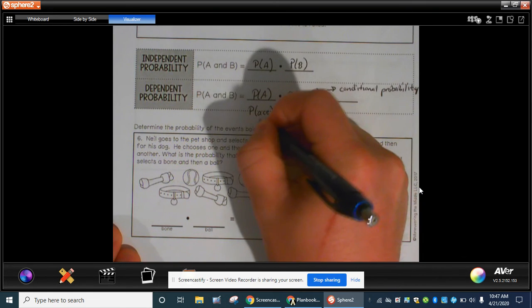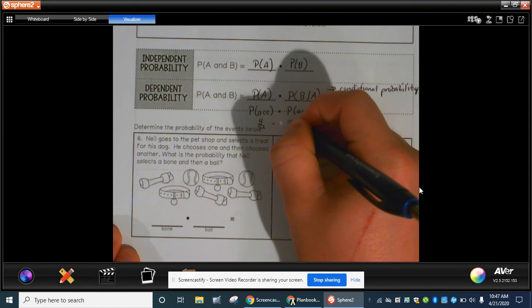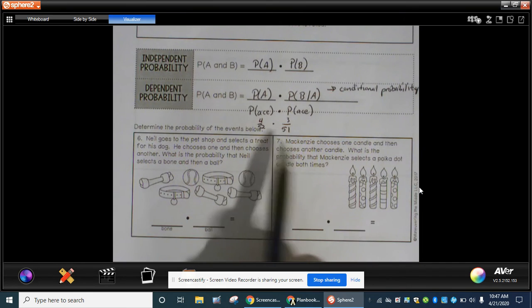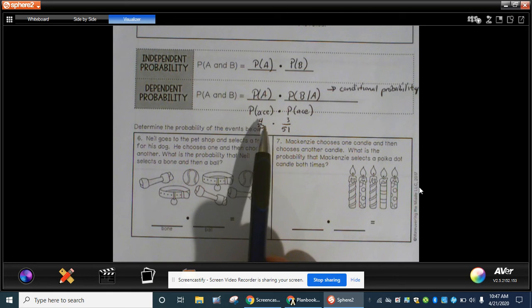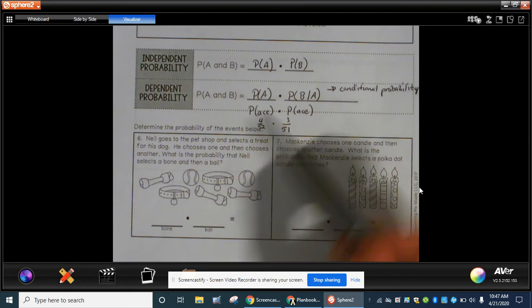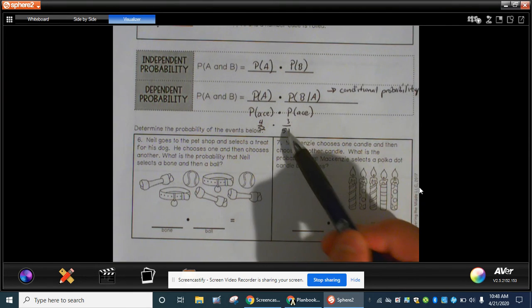That would be 4 out of 52 to begin with, times 3 out of 51. I started with 4 aces: a spade, club, heart, or diamond. I chose an ace, could be any ace out of that set. I'm not putting that card back into the deck, therefore I'm left with 3 aces out of 51 cards.